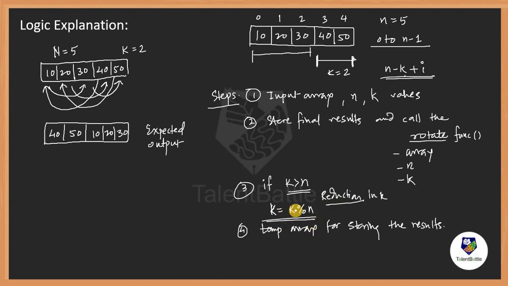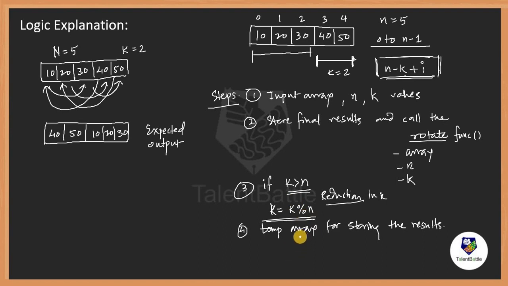It will help us write the code. Now once my temporary array for storing the results is ready, I will apply this condition. This is the heart of the program, n minus k plus i. At this particular index, I will identify the elements, and they will be stored in my temporary array.